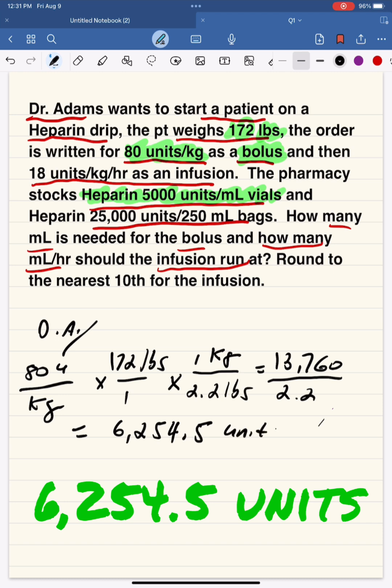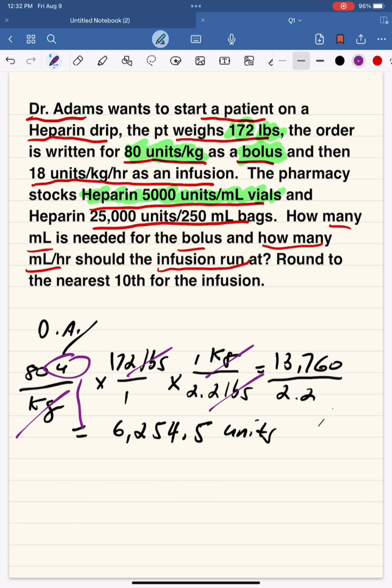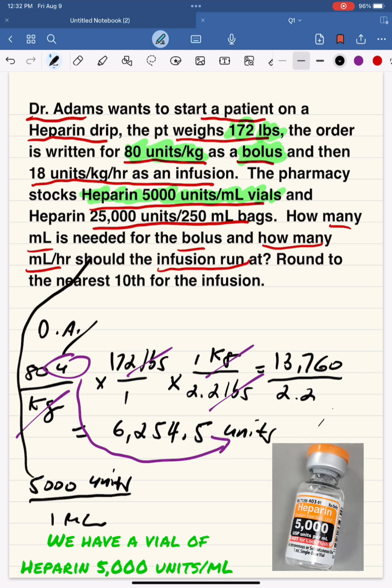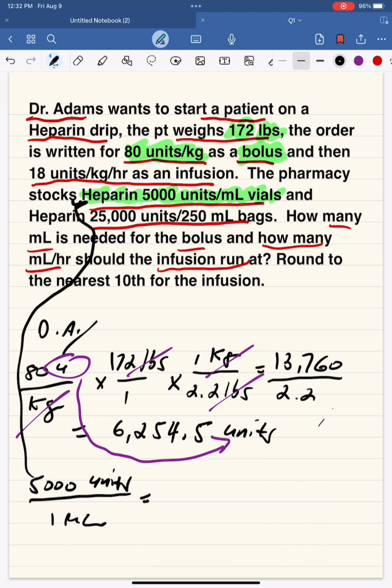And 13,760 divided by 2.2 is 6,254.5 units. And I just want to show you how the units cancel out. So kilograms with kilograms, pounds with pounds, and you're left with units. 6,254.5 units. And now we have to figure out how many milliliters. So we have a vial of 5,000 units per 1 ml. That's what the pharmacy has in stock. Again, very important, pay attention to the concentration.